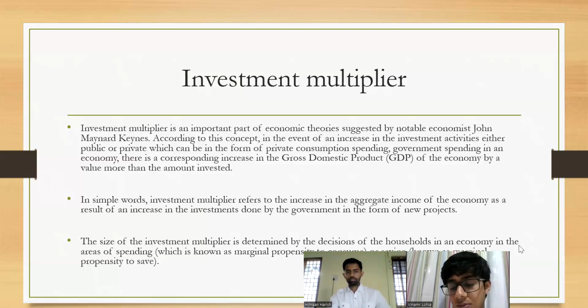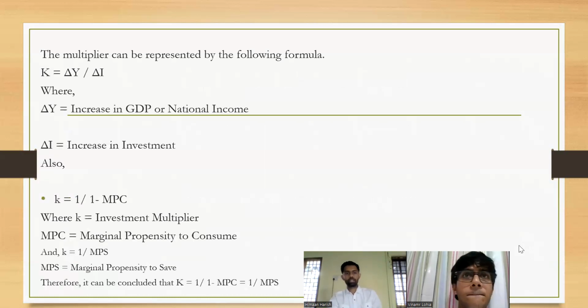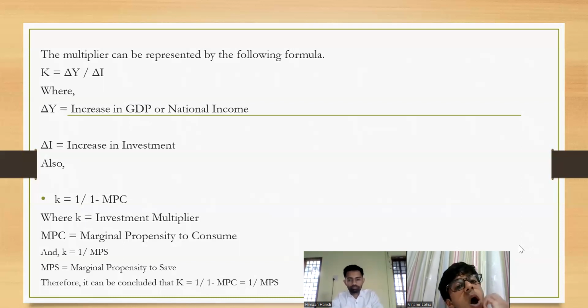So for the size of investment multiplier, we just have to know the definition and the formula, which is K equal to delta Y by delta I, where delta Y is the change in income and delta I is the change in investment, that is, the increase in national income by change in investment. Change in national income can also be termed as GDP, gross domestic product, right? Yes. So K is equal to 1 by 1 minus marginal propensity to consume. There is a derivation also. There is a meaning and mechanism.